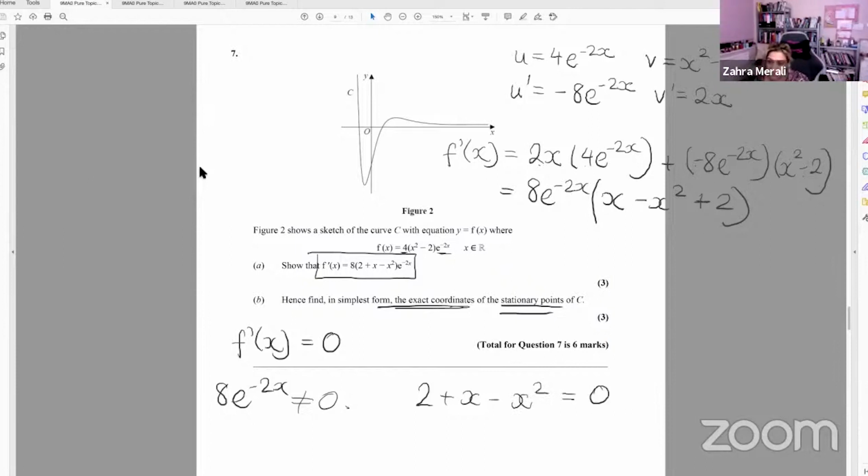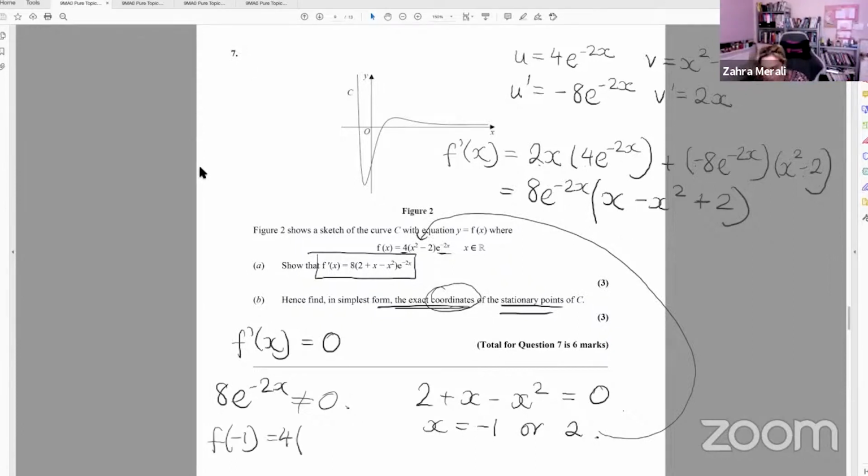You're either going to sub it into your calculator or factorize it quickly, and you'll get x is minus 1 or 2. And then, because it says coordinates, you've got to sub them back in to get your y values. So f of minus 1 will be 4 times minus 1 squared, which is 1, minus 2, which is minus 1, e to the minus 2 times minus 1, which is 2. So your y coordinate that goes with minus 1 is just going to be minus 4e squared.